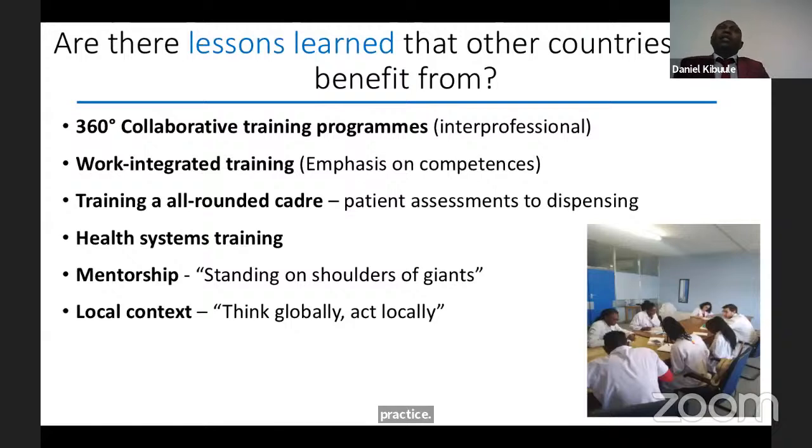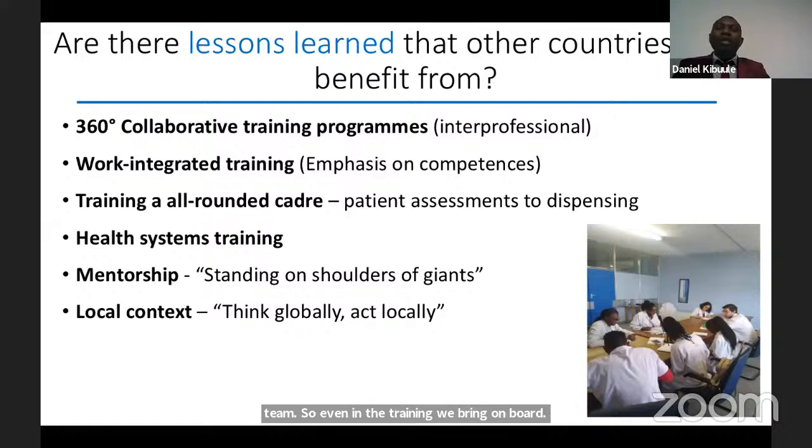So ultimately, what are the lessons that we have learned and that other countries would benefit from hospital pharmacy practice in Namibia? Having looked at our training up to this stage, we noted that we need to have a 360-degree collaborative training program, which is interprofessional, bringing in different stakeholders, different healthcare professionals. Because ultimately, if we are going to produce hospital pharmacists working in the hospital, they will be part of a team. So even in the training, we bring on board these collaborations.